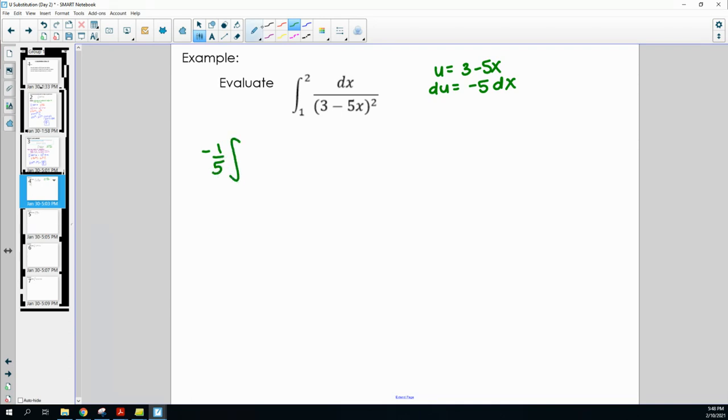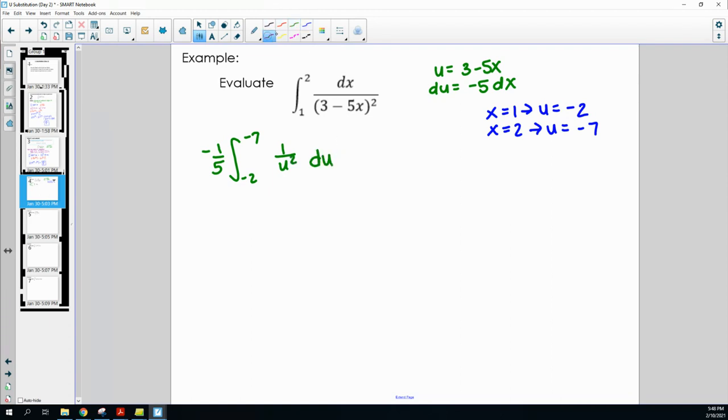I'm going to change my bounds. So when x is equal to 1, u is going to equal 3 minus 5 times 1, which is negative 2. When x is equal to 2, u is going to equal 3 minus 5 times 2, which is negative 7. So now my limits of integration went from 1 to 2 to negative 2 to negative 7. And then we have 1 over u squared du.